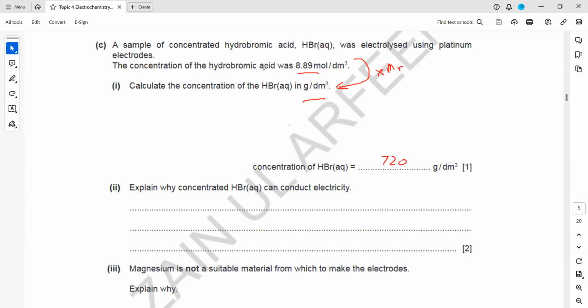What is the molar mass of hydrobromic acid? HBr. What is the mass of hydrogen? 1. What is the mass of bromine? When you use the periodic table, 80. So it means the total mass will be 81. So what we do, this 8.89 multiplied by 81, and you will get the concentration in grams per dm³. So whenever you want to convert the concentration from moles to gram, you will always multiply by the molar mass of 1 mole.